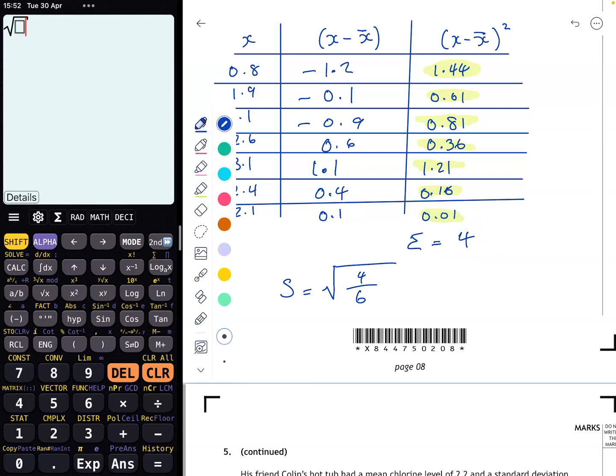You can just use your calculator to do this. So it's going to be 4 divided by 6, and it's going to be 0.816. And that is the answer.